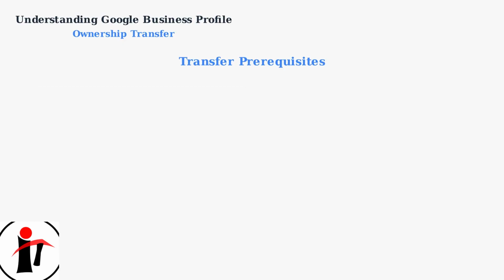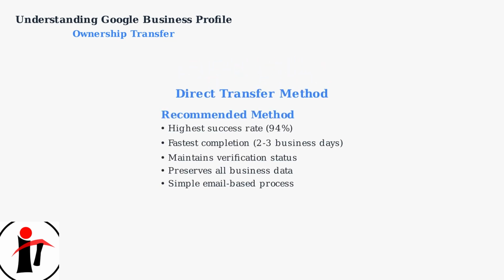The direct transfer method is the most common and recommended approach for transferring Google Business Profile ownership. This method provides the smoothest transition with the highest success rate. Direct transfer offers a 94% success rate and typically completes within 2 to 3 business days. This method maintains verification status and preserves all business data, including reviews, analytics, and connected services.